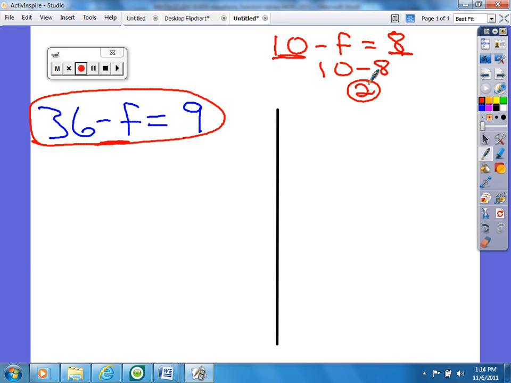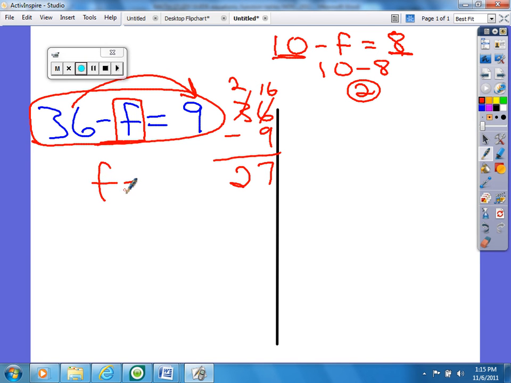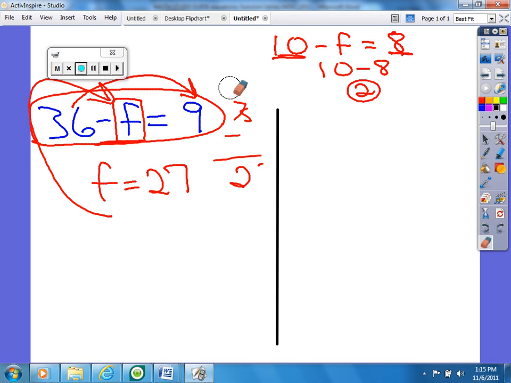So I tell the students this year, all I want you to do is be able to find the answer using mental math. If the letter is being subtracted, go ahead and find the difference between these two numbers, 36 minus 9. And F is 27. Just make sure you go back and check it to make sure it is correct. 36 minus 27, is that 9? Yes, it is.